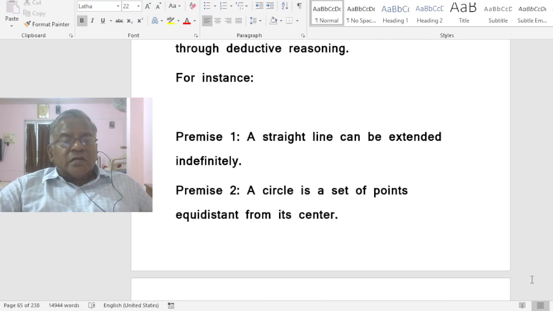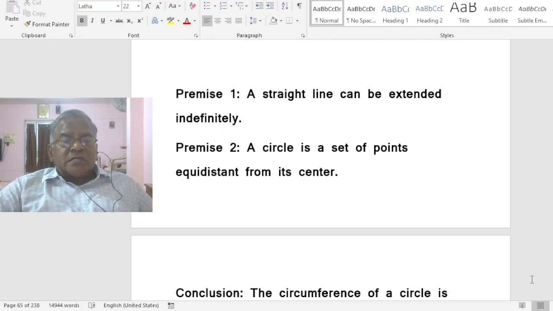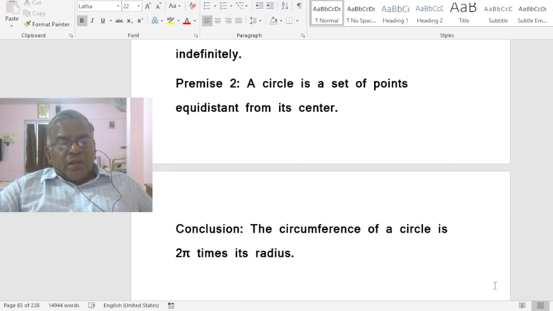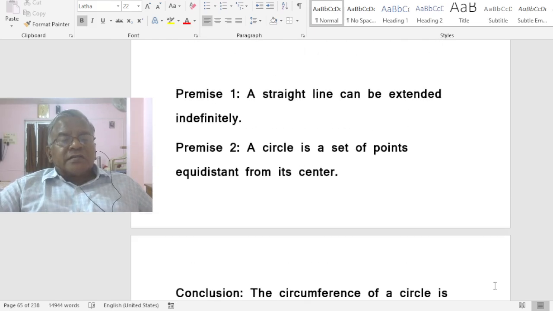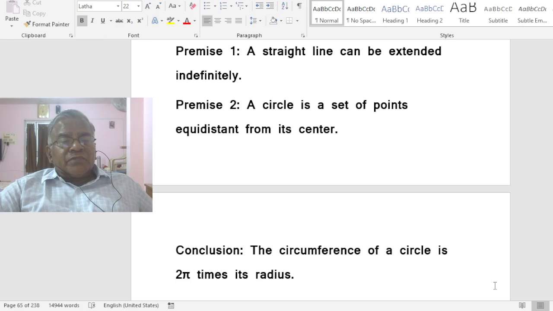For instance, premise 1, a straight line can be extended indefinitely. Premise 2, a circle is a set of points equidistant from its center. So what is the conclusion here? The circumference of the circle is 2 pi times its radius. And pi is indefinite, it goes on infinitely.